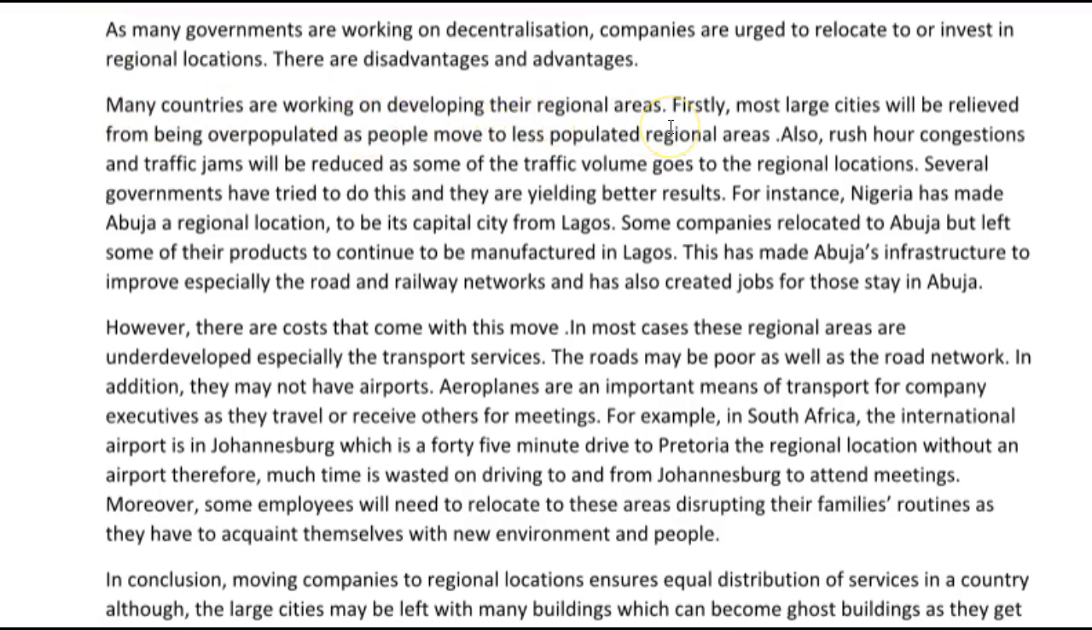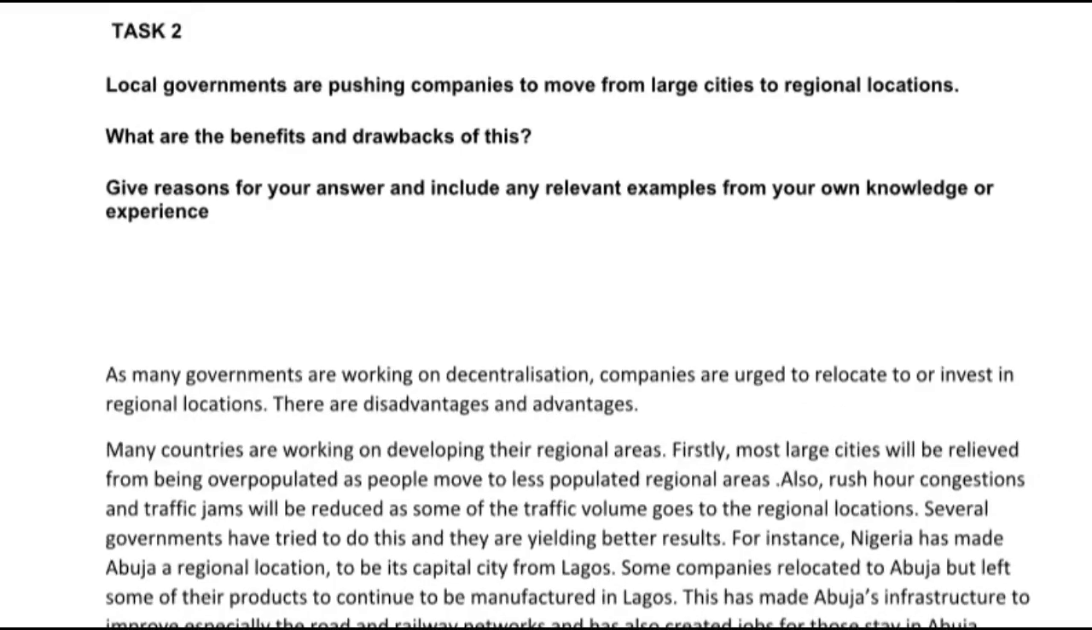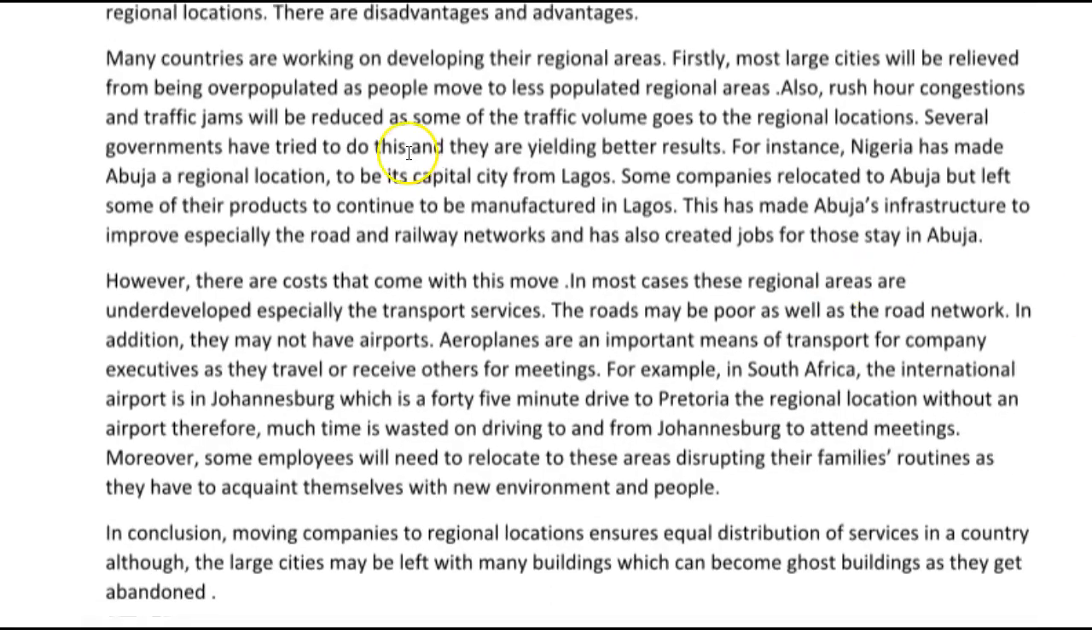Firstly, most large cities will be relieved from being overpopulated as people move to less populated regional areas. Also, rush hour congestion, singular, and traffic jams will be reduced as some of the traffic volume goes to the regional locations. Several governments have tried to do this and they are yielding better results. For instance, Nigeria has made Abuja a regional location to be its capital city from Lagos.